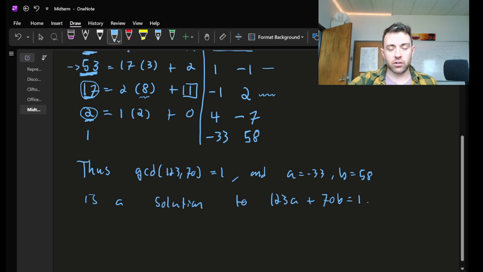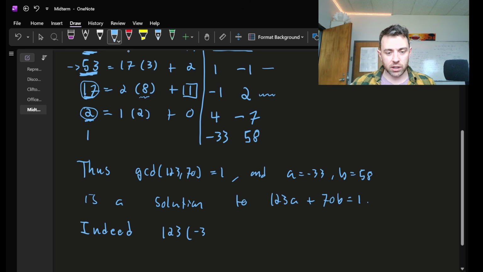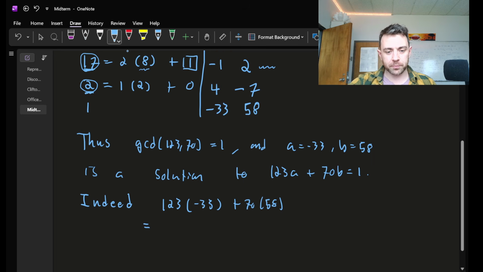In fact, this is a midterm. We want to check our work. We want to make sure that we're getting things correct. So let's even do the computation. Indeed, 123 times minus 33 plus 70 times 58. It doesn't matter, it's the same thing, but I like to be consistent with where I put my parentheses.